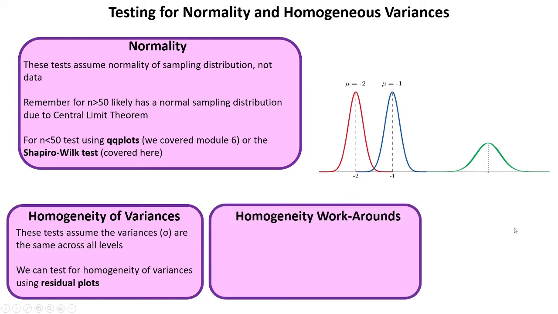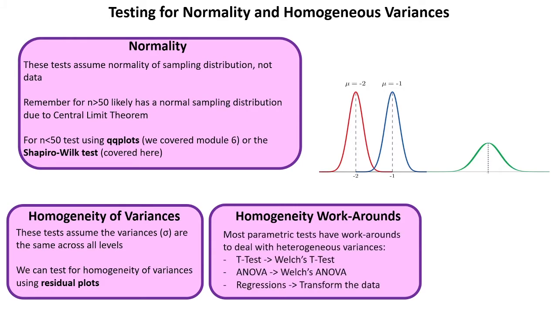I will say that there are workarounds for homogeneity of variance. Most of these parametric tests have workarounds to deal with heterogeneous variances. Instead of using a t-test, you can use Welch's t-test, which can account for heterogeneous variances. For the ANOVA, you can instead use Welch's ANOVA, which does something similar. And for regressions, you can simply transform the data, which we'll talk about if a transformation makes sense.